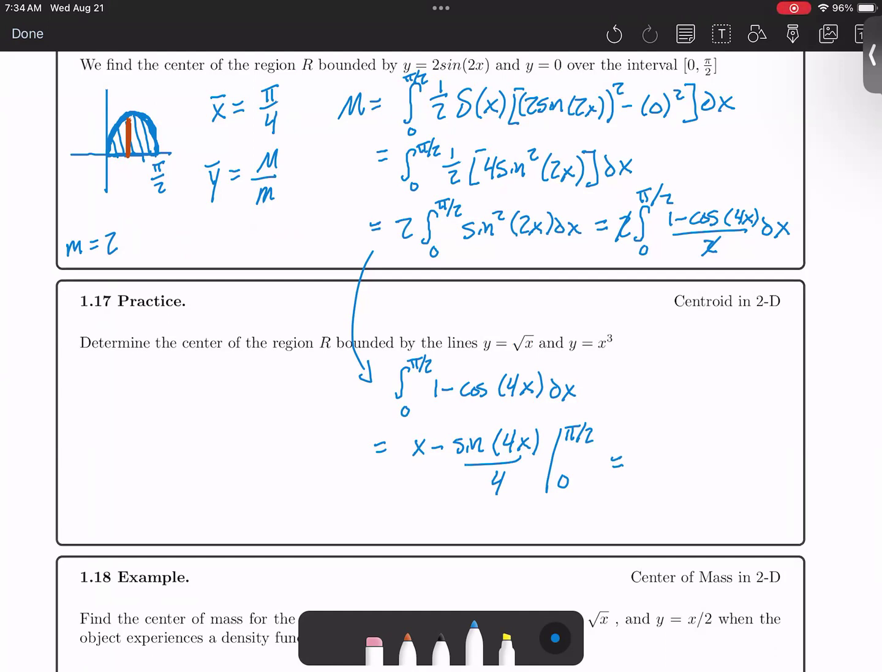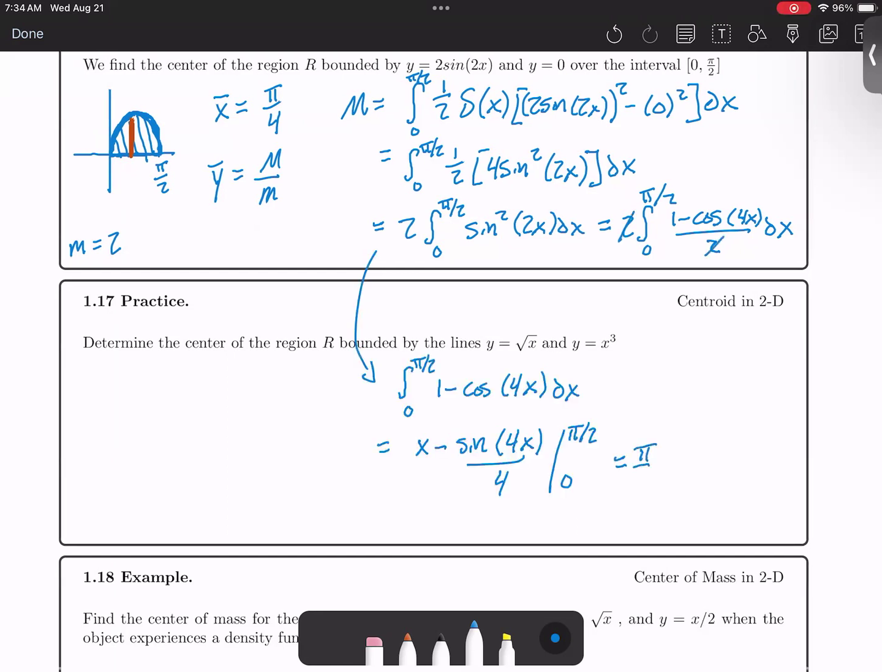So after you do this, you end up with pi over 2 minus 0 at the upper bound. And then for the lower bound, you just get 0 in both positions. So it's minus nothing, minus nothing. So we really just end up with pi over 2. Again, if your calculus 1 skills are a little bit rough, pause the video, run through that with a little bit more detail, and show yourselves that you get pi over 2.